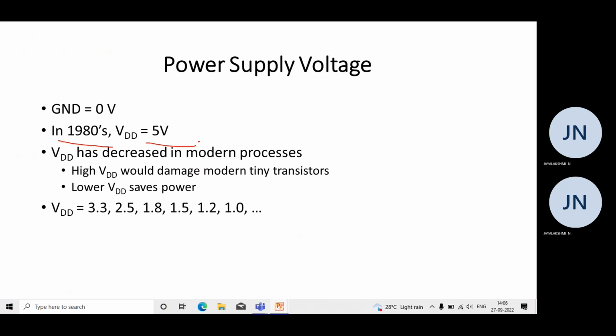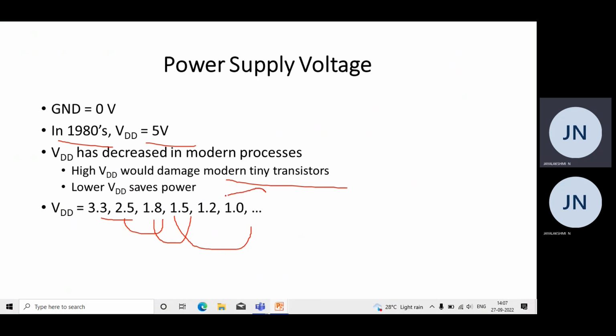So its value is decreased in modern processors. If the power supply VDD becomes high, it may damage the modern tiny transistor. If it is low, it saves power. So now the value of VDD has decreased from 3.3 to 2.5, from 2.5 to 1.8, 1.5 to 1.2, and from 1.2 to 1.0. Now the value of VDD is 1.